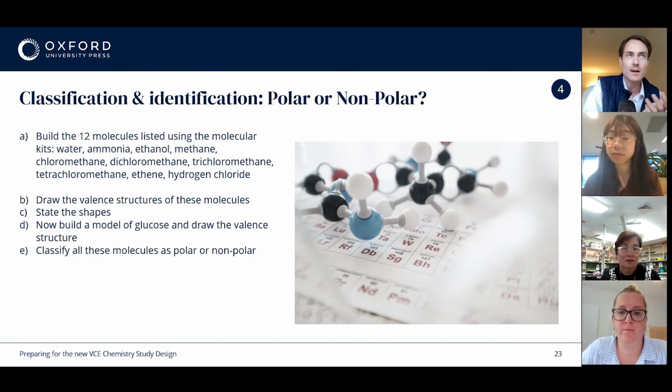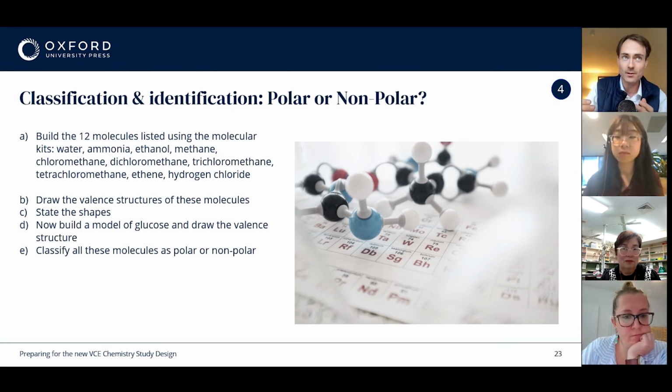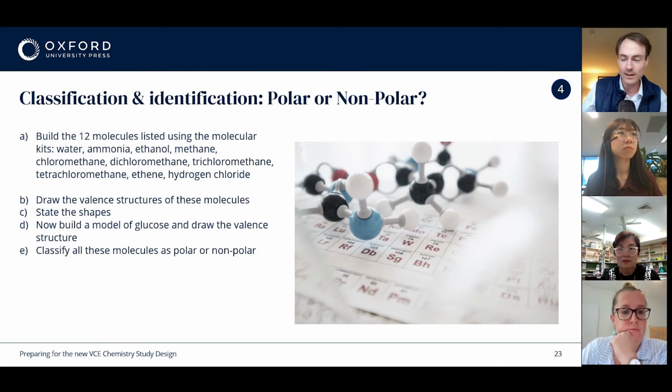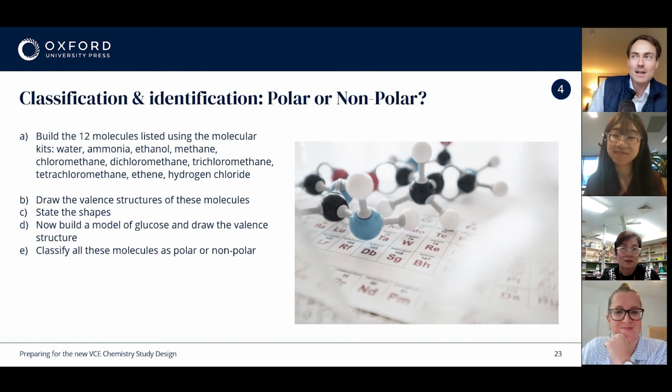So these molecules here, there are 12 of them they have to build. They then have to draw them correctly, label the shapes and the angles, classify them as non-polar or polar, and predict their solubility and their state of matter. This is all well structured as a big task, as a classification identification task, which I don't know if you remember was one of the types of assessment. And these 12 molecules are chosen extremely carefully.